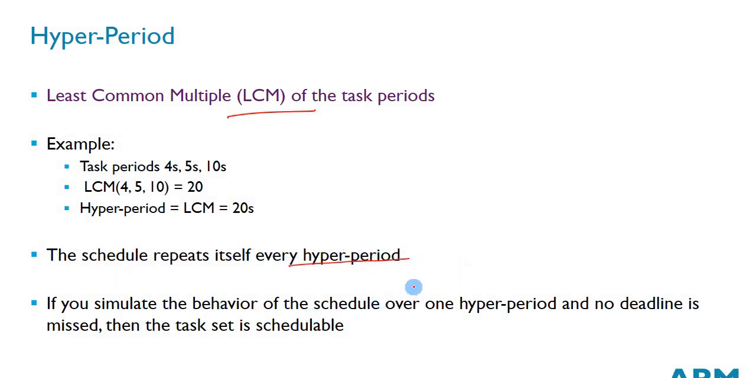And why is this hyperperiod important? Because if I'm able to analyze the behavior over the hyperperiod and no deadline is missed within the hyperperiod, then you can say that the task set is schedulable, because the hyperperiod is what repeats itself again and again. So within the hyperperiod, if I'm safe and I do not miss any deadline, then I can say that the task set that you have is schedulable.